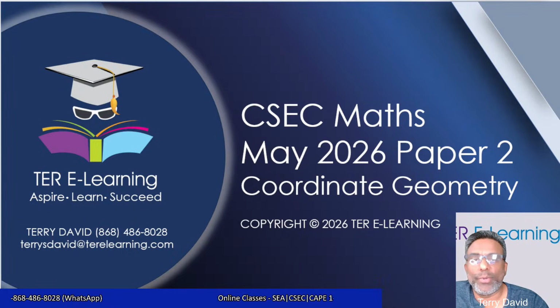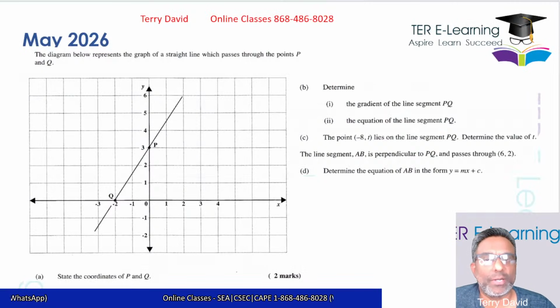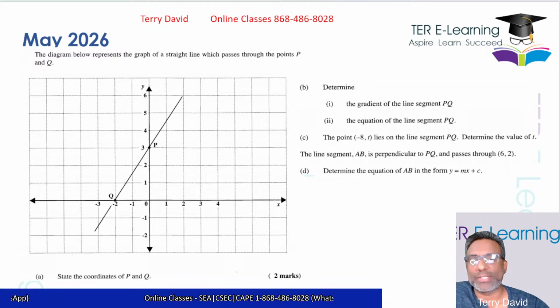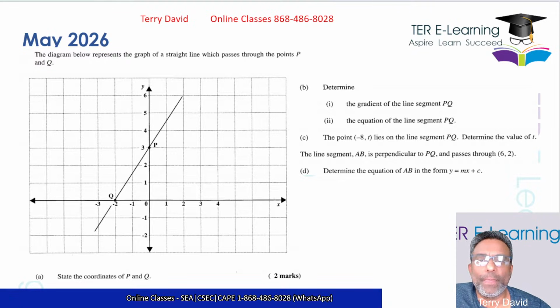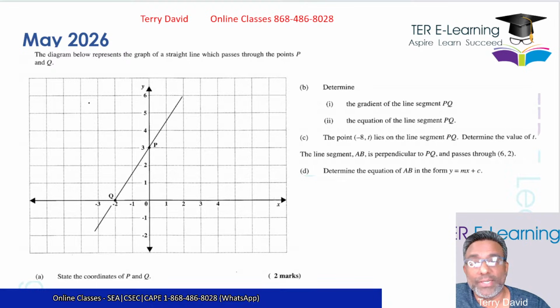All right, so we're going to go through some questions on coordinate geometry tonight. So let's have a look at a question here. All of these are exam questions. The diagram below represents a graph of a straight line which passes through the points P and Q. So we have 2 points here on this graph, P and Q.